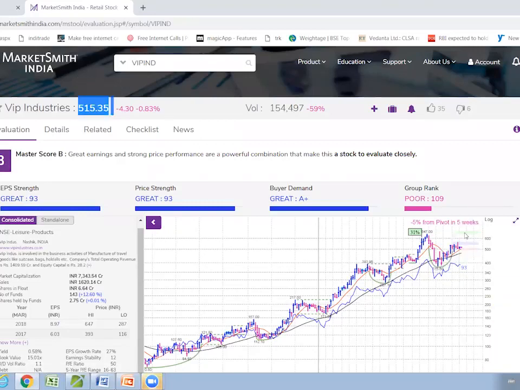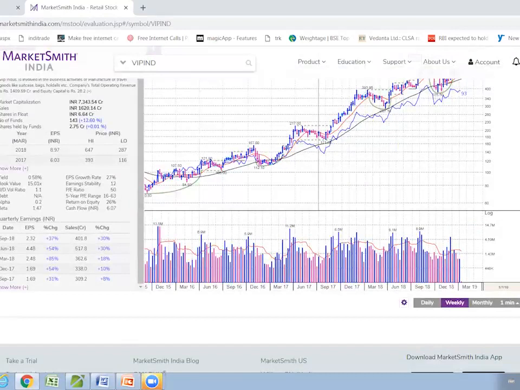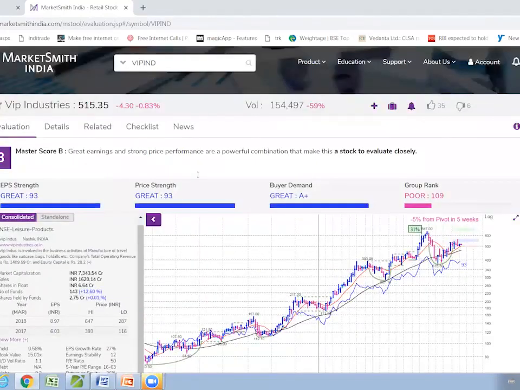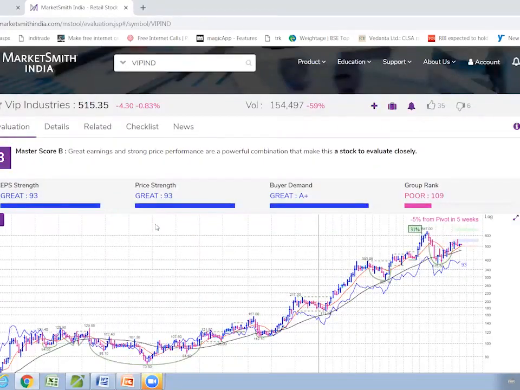So once it crosses 540, we would definitely go ahead and buy this stock because we know the story. We are convinced with the story. We are waiting for the stock to break out. So that's roughly what you are expected to do.